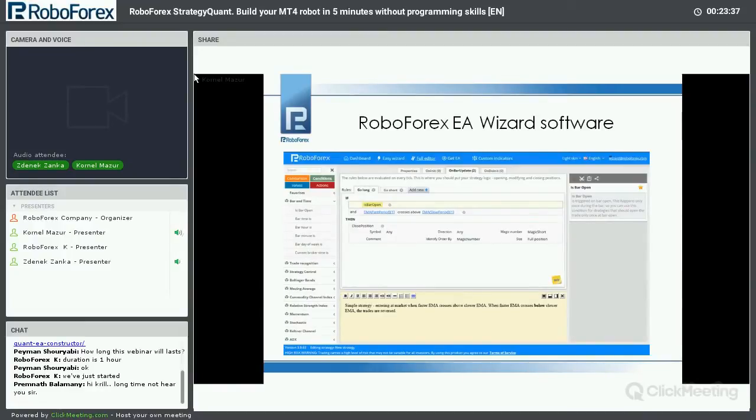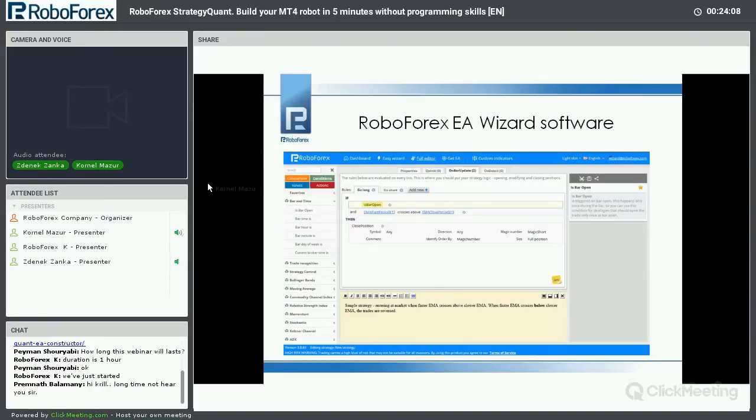This is the first software that I want to introduce today. The software is EA Wizard. This is quite powerful software which can create an algo trader from anybody who is watching this webinar. Literally anybody who is watching this webinar today and knows about this opportunity can be an algo trader and start to create his own robots.